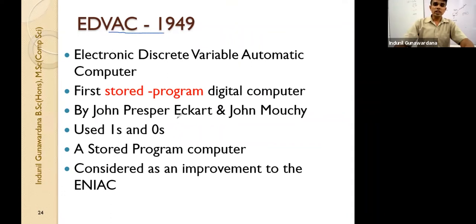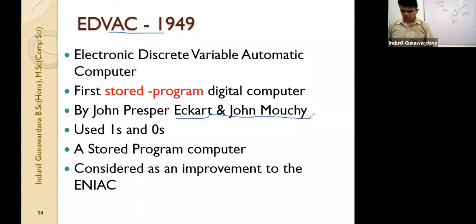Okay. So during that time, the EDVAC machine came into the world. This was invented by John Presper Eckert and another person called John Mauchly. These two characters are again very important to our development. You can remember that Eckert made another machine earlier.